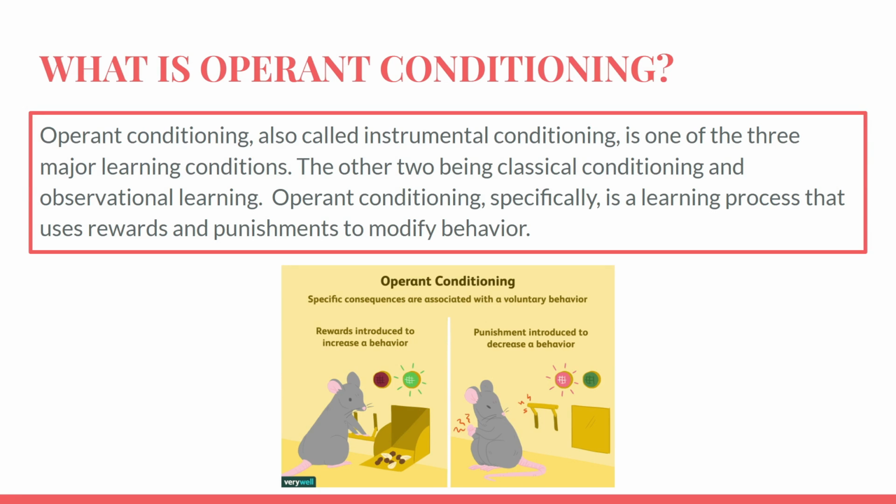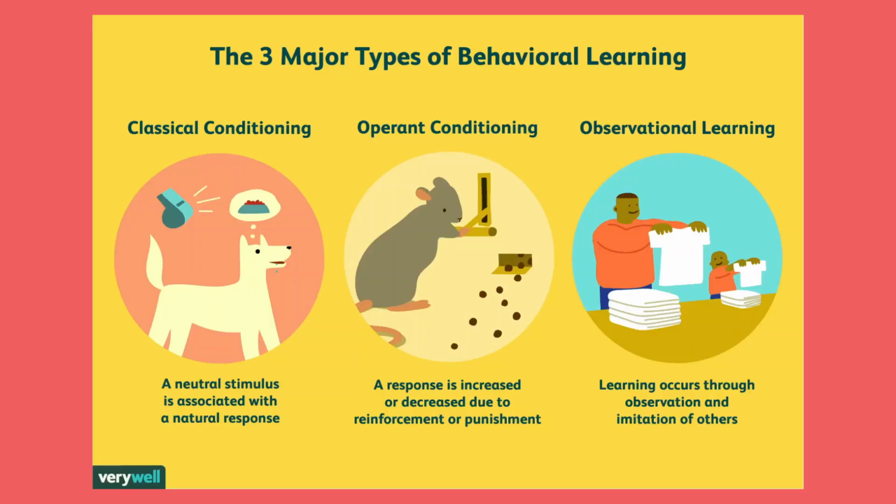What is operant conditioning? Operant conditioning, also called instrumental conditioning, is one of the three major learning conditions, the other two being classical conditioning and observational learning. Operant conditioning specifically is a learning process that uses rewards and punishments to modify behavior. And here's a chart of the three major behavioral learning: classical conditioning, operant conditioning, and observational learning.